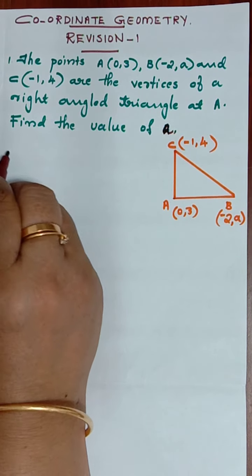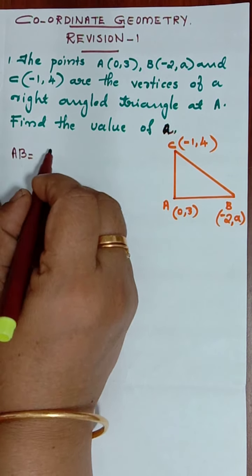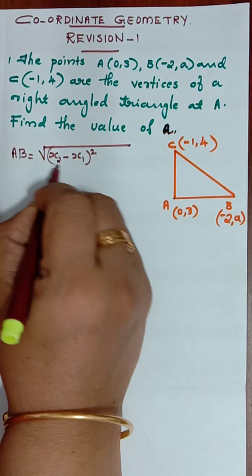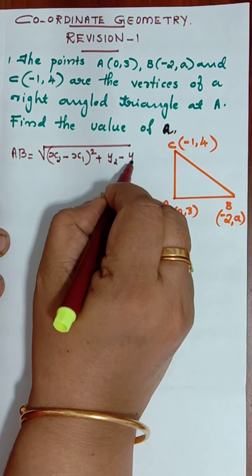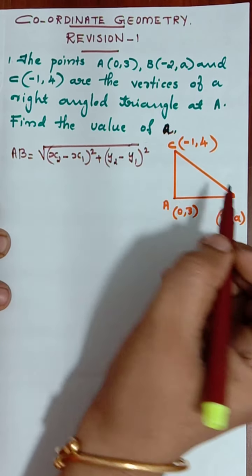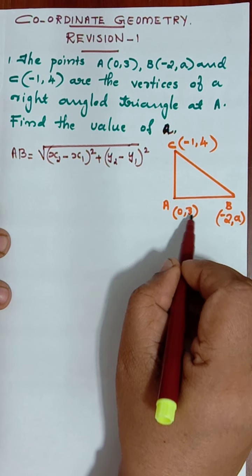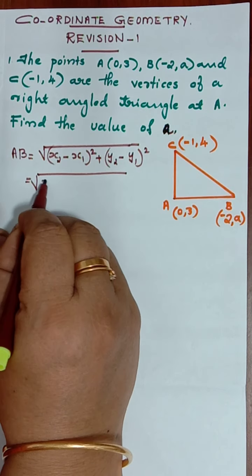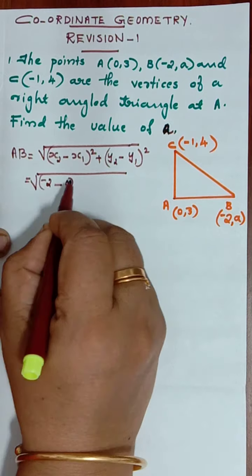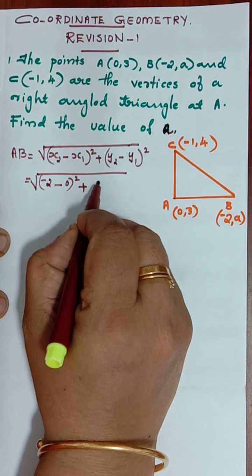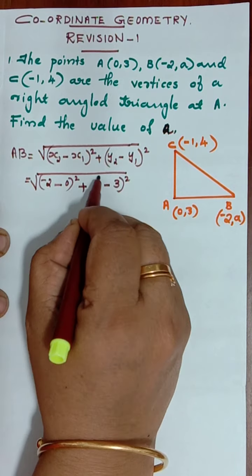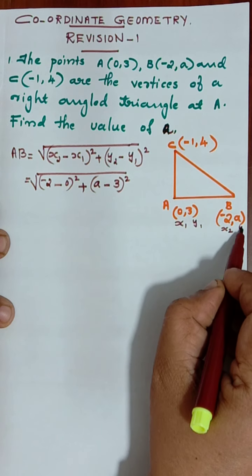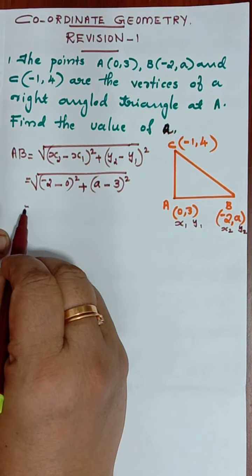Let us find out AB first. First we are writing the formula: square root of (x2 minus x1) whole square plus (y2 minus y1) whole square. For AB, let it be x1, y1, x2, y2. Those who don't know, you can write it as x1, y1, x2, y2. So here you are getting it like this.